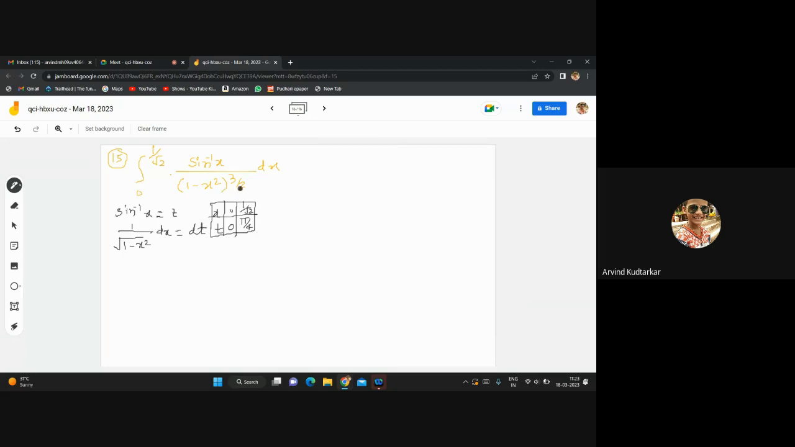Now 1 minus x square raised to 3 by 2, how will you write this? Look, 1 minus x square into 1 minus x square raised to half, because half plus 1 is 3 by 2. Half plus 1 is 3 by 2. Okay. So here to use the new limits in this integral, that is from 0 to pi by 4.